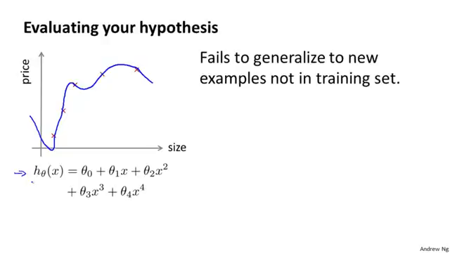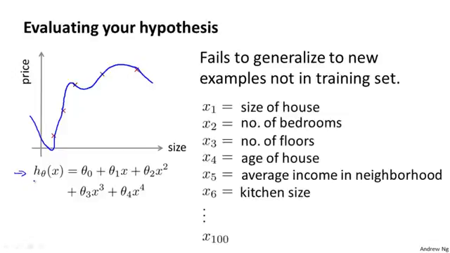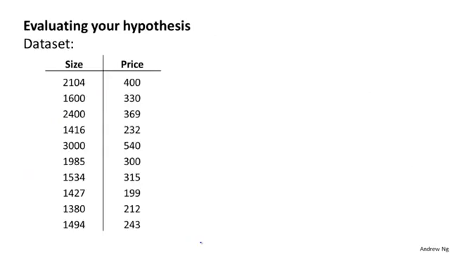In this simple example, we could plot the hypothesis h of x and just see what was going on. But in general, for problems with more features than just one feature, for problems with a large number of features like these, it becomes hard or maybe impossible to plot what the hypothesis function looks like, and so we need some other way to evaluate a hypothesis. The standard way to evaluate a learned hypothesis is as follows.